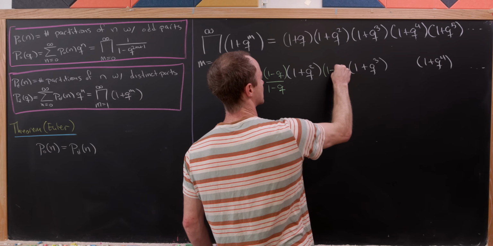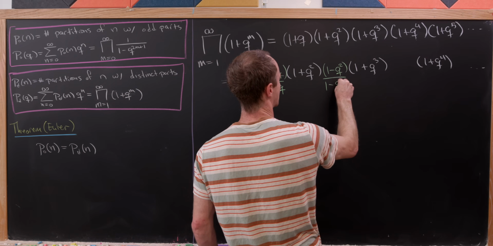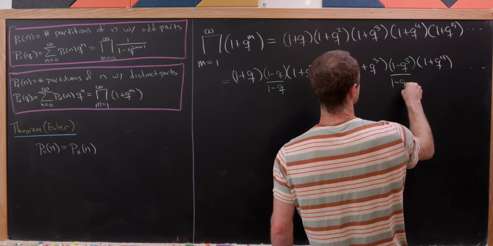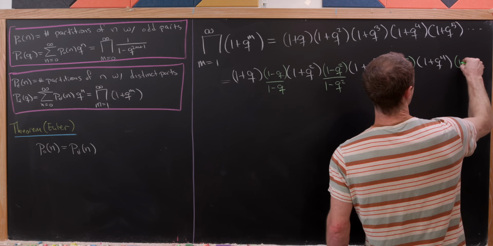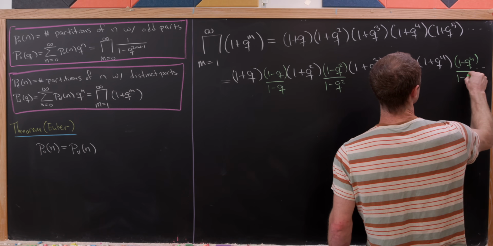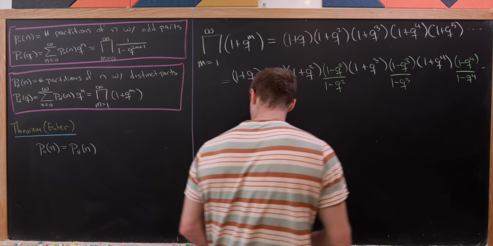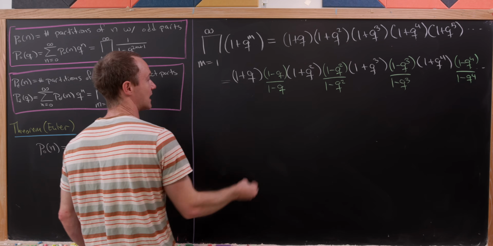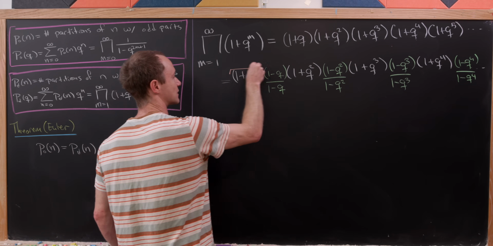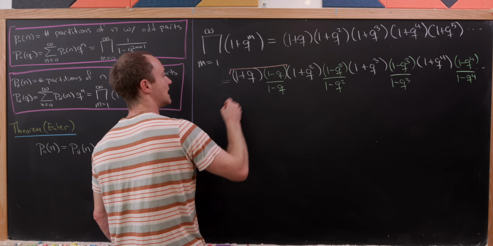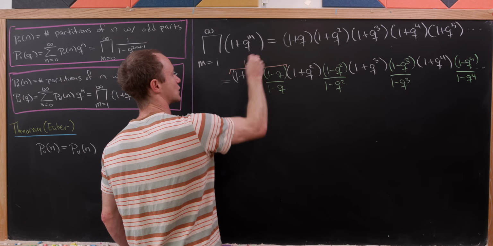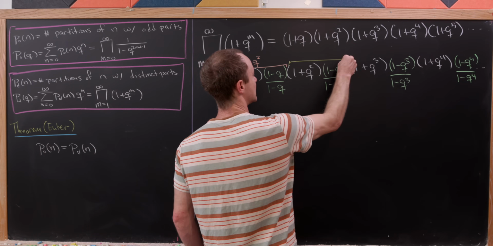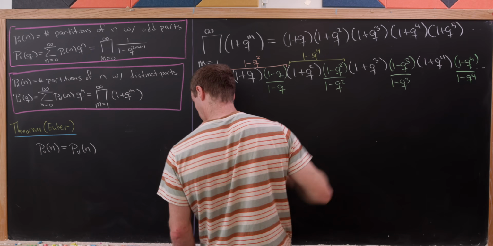I can put here in the middle 1 minus q squared over 1 minus q squared, 1 minus q cubed over 1 minus q cubed here, and then 1 minus q to the 4th over 1 minus q to the 4th here. Okay, nice. But now I can do some grouping and multiplying out or expansion. So I'll group these two together, and that'll leave me with 1 minus q squared. I can group these two together. That'll leave me with 1 minus q to the 4th.